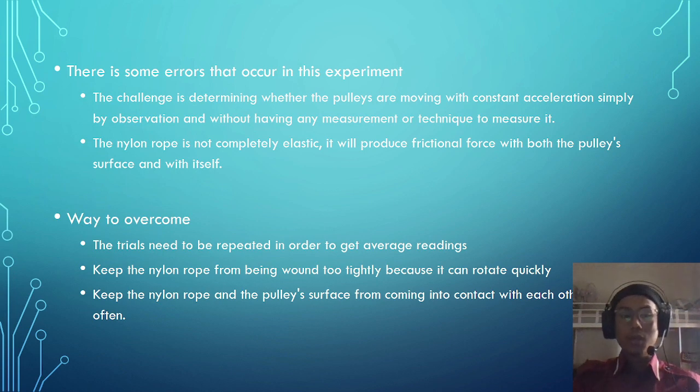The ways we need to overcome these issues: first, the trials need to be repeated in order to get an average reading. The second way is we need to keep the nylon rope from being wound too tightly because it can rotate quickly. And last, we need to keep the nylon rope and pulley surface from coming into contact with each other too often.